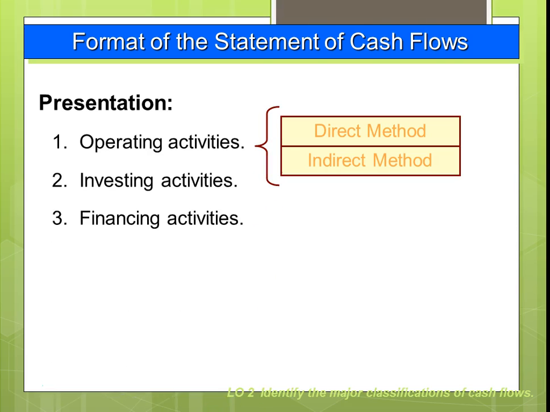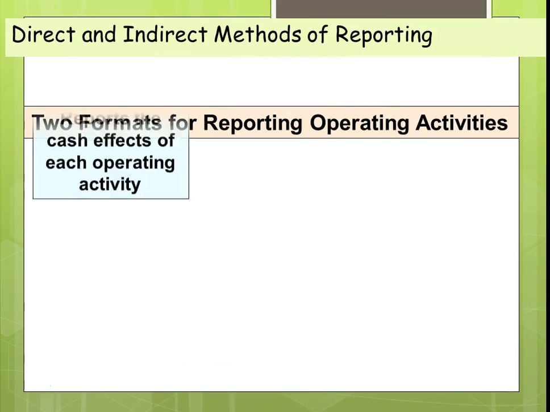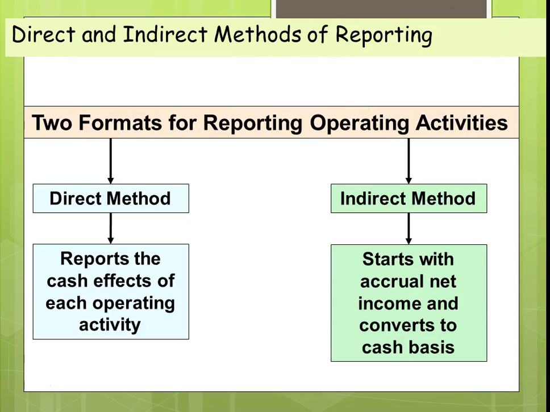And then the last section is financing activity. This is, are we generating cash because we're borrowing money or issuing stock, or we're using it up by paying off long-term liabilities or paying dividends? Again, the only difference between the direct and indirect method is how cash flow from operations is determined. You always get the same answer. Again, there are two formats for operating activities, the direct method and the indirect method. Again, we're focusing on the indirect method.